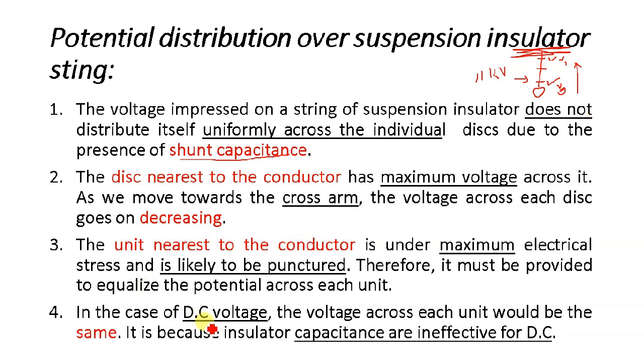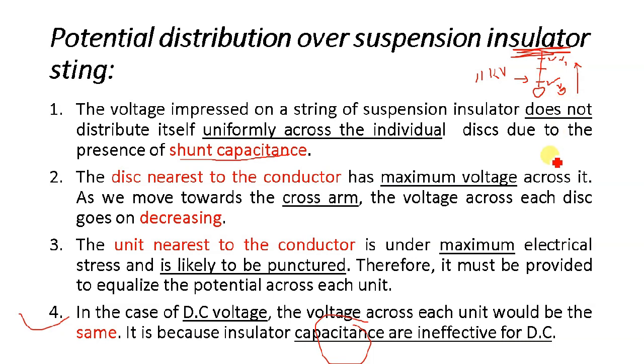In case of DC voltage, the voltage across each unit would be the same. It is because the insulator capacitances are ineffective for DC. So obviously in case of DC we don't have to worry about the capacitance, so the voltage distribution across the string will be the same. But when we are dealing with AC we have to make sure that V1, V2 and V3 are equal. Okay, so that is why the string efficiency comes into the picture.